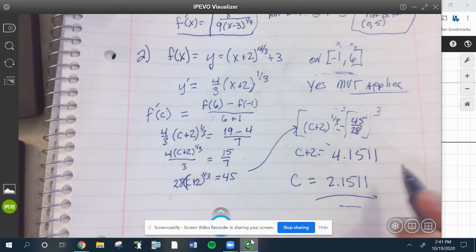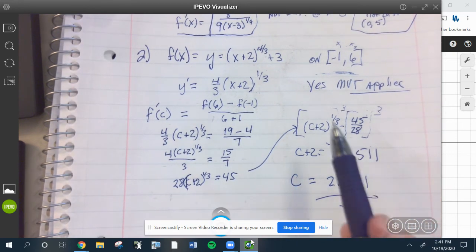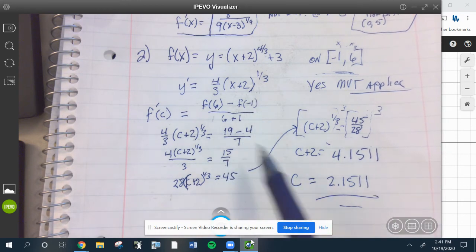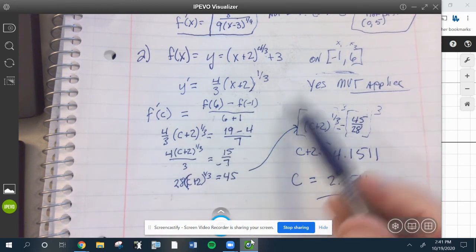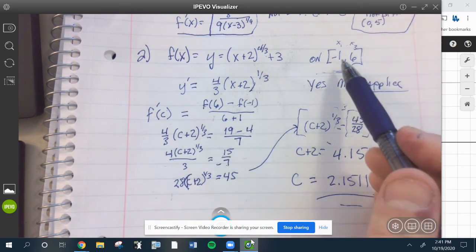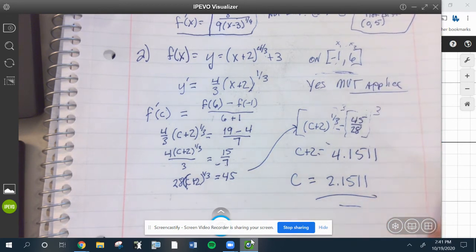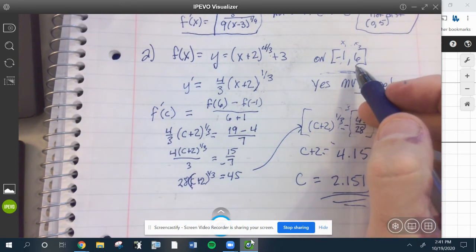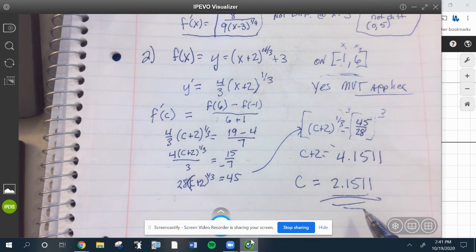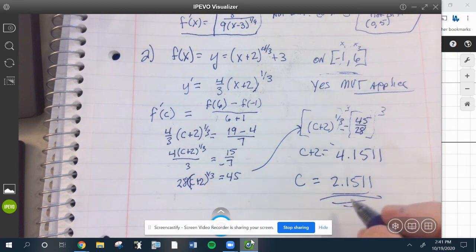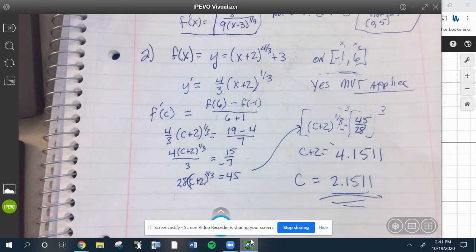And that's the value of c, where the slope of the tangent line is equal to the slope from x equals -1 to x equals 6. So that's that. Remember, this has to be within this interval. There's no great check I can think of right now, but at least you know that this has to be between -1 and 6 because that's what the theorem guarantees.